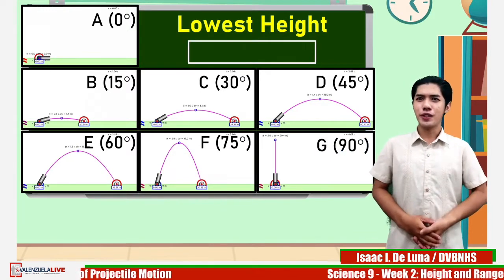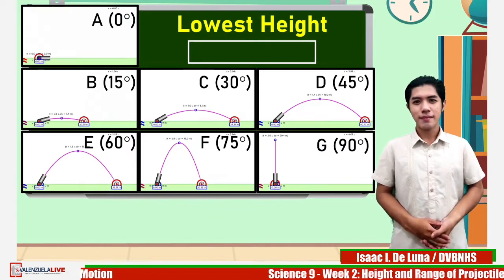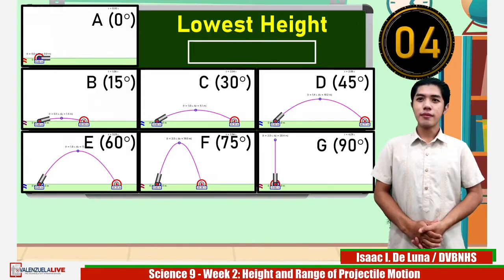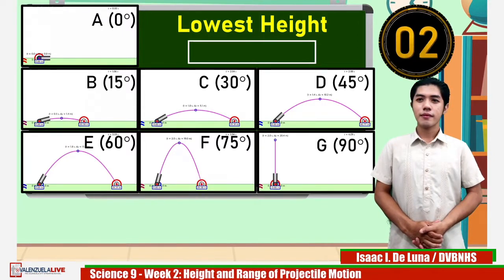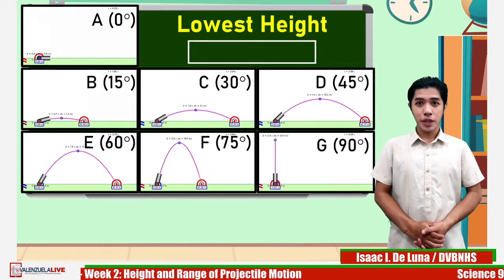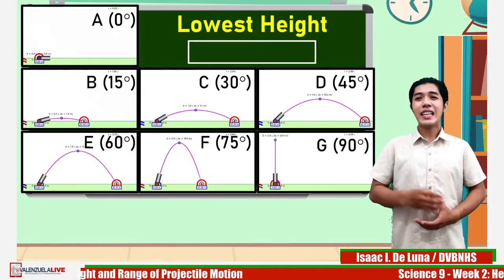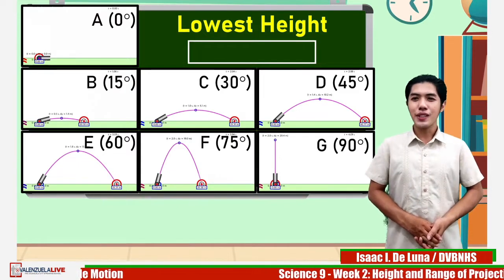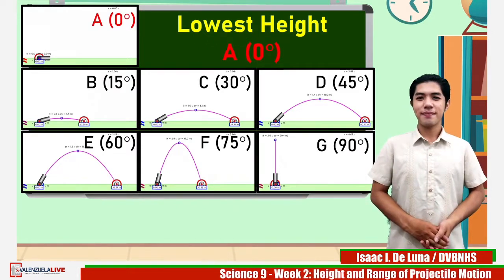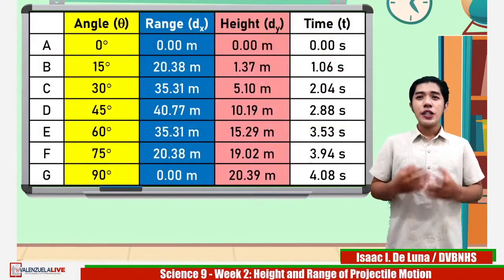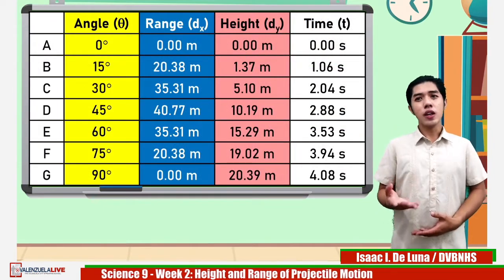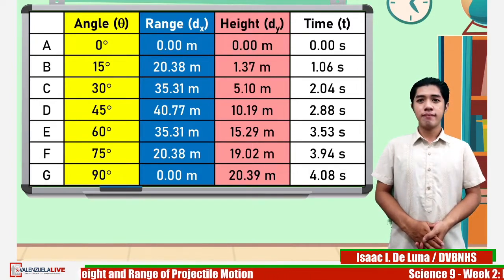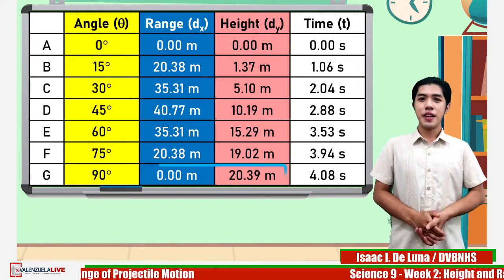How about the trial that resulted to the lowest height? Type your answers now. Time's up. Yes, it is definitely trial A at 0 degrees that resulted to the lowest height. Using this table, how does launch angle affect the height of projectile motion? Type your answers now.